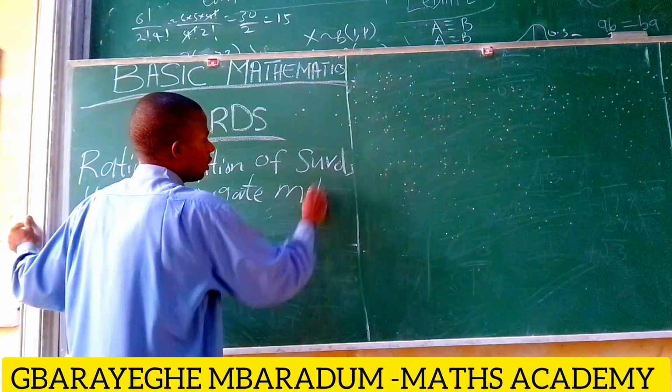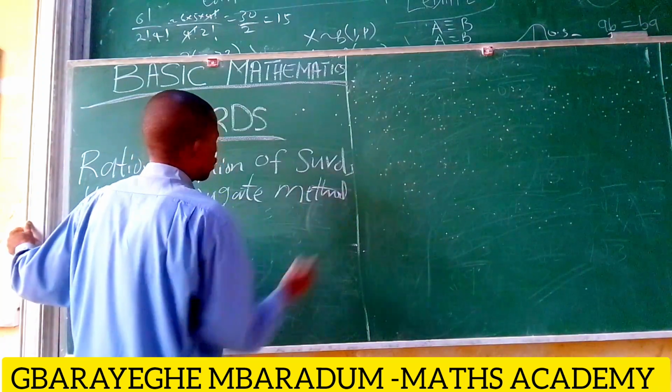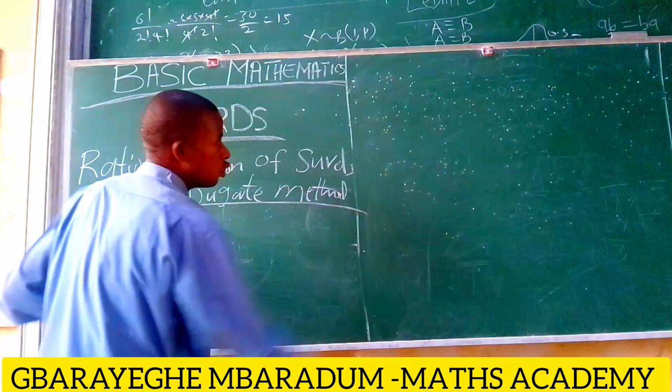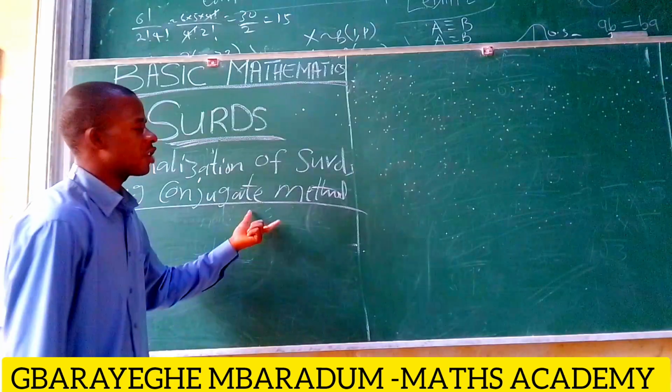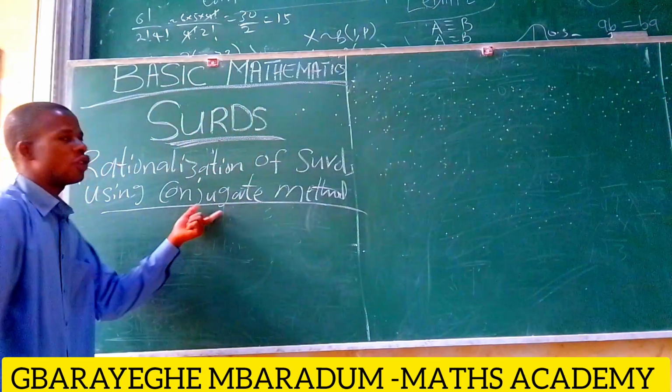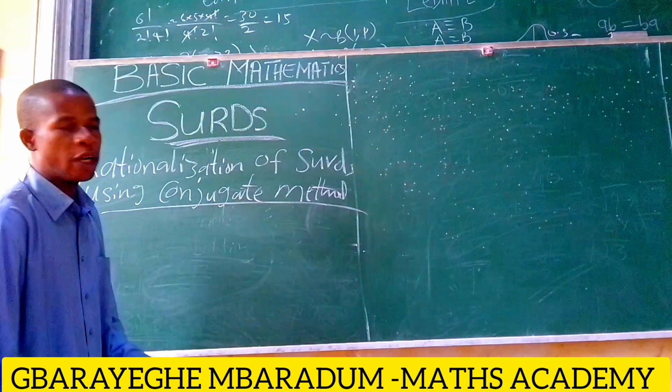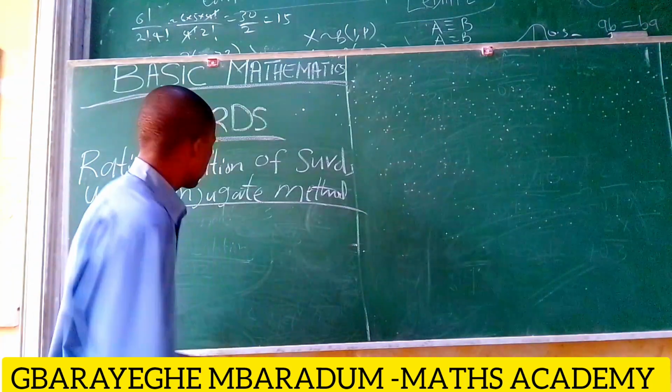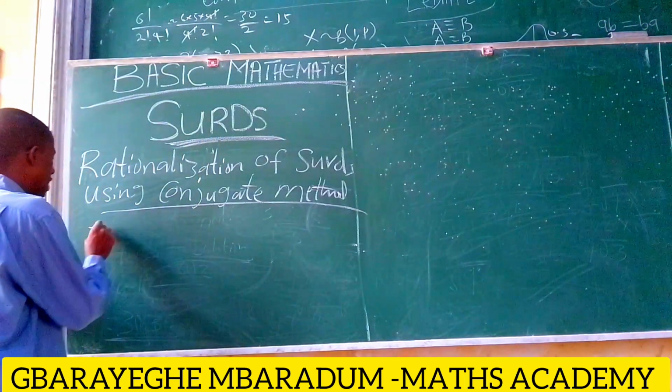For some surds, we need to use the conjugate method to rationalize them so you can get the correct answer. When we talk about the conjugate, I mean the opposite sign of the operator involved in the surd. Now let's look at an example for proper understanding.